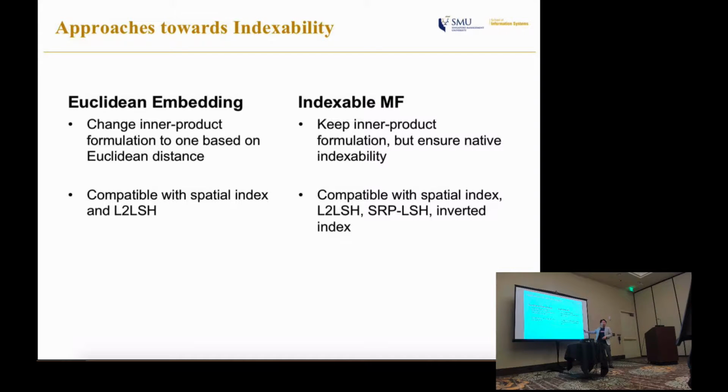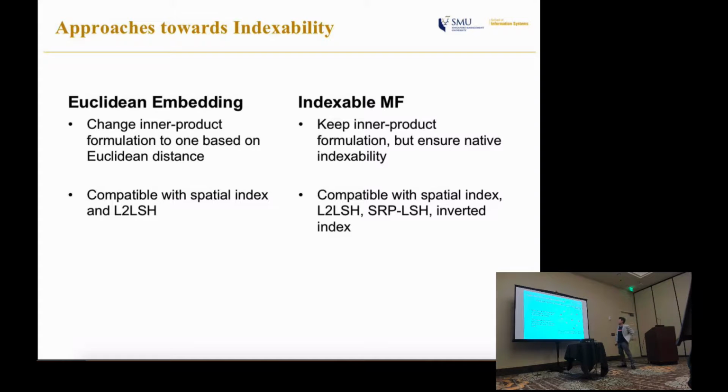Now, the second strategy is to do this a bit more generally, because Euclidean embedding requires us to change to a different representation, which is Euclidean coordinates. But we are so used to working with matrix factorization and latent vectors. So another possible solution is to still keep the inner product formulation, but we are going to put some constraints on the inner product so that this inner product is still compatible with both Euclidean nearest neighbor search as well as cosine similarity search. Now, we're going to begin with Euclidean embedding.